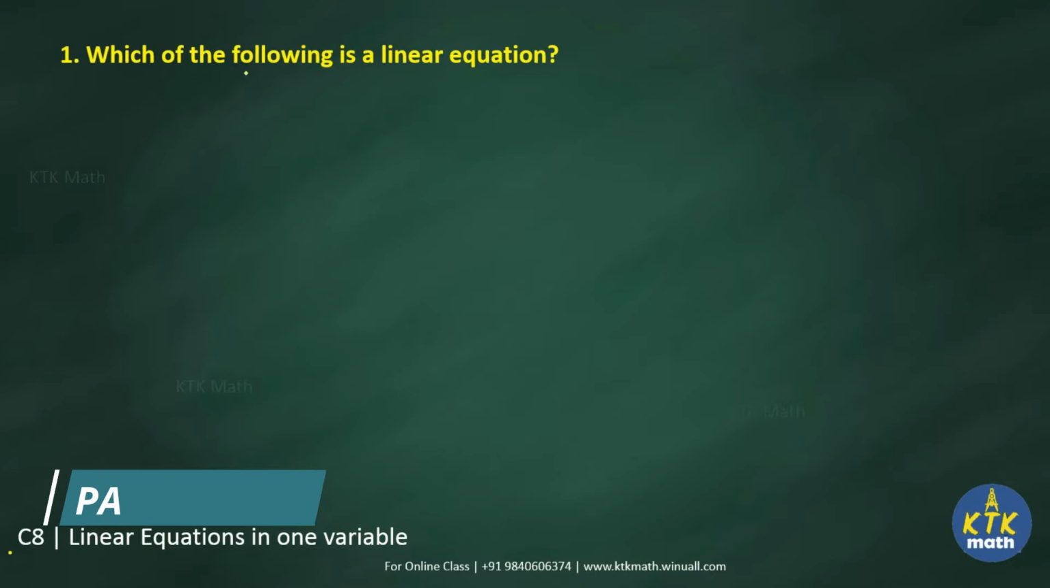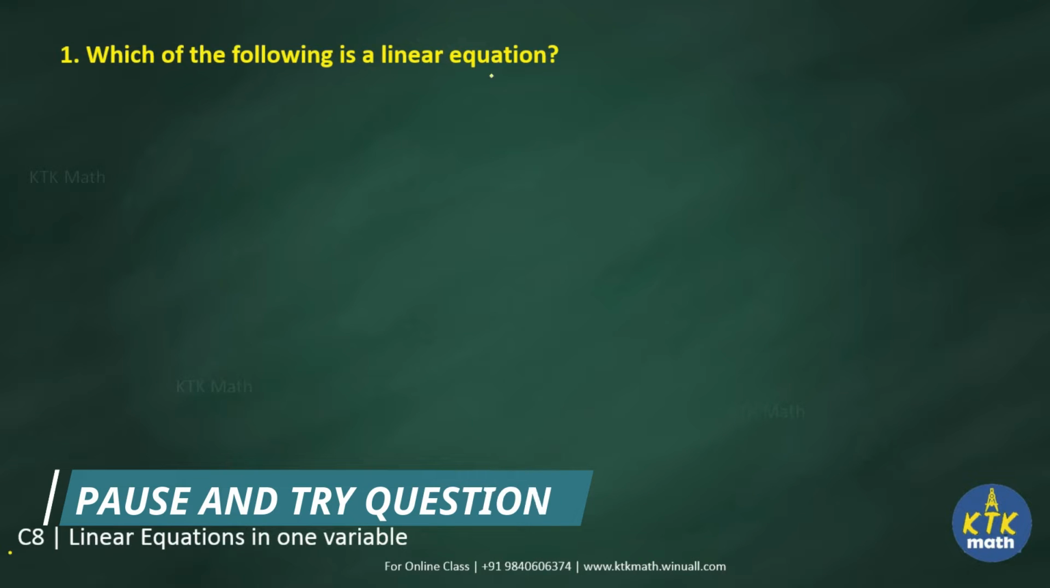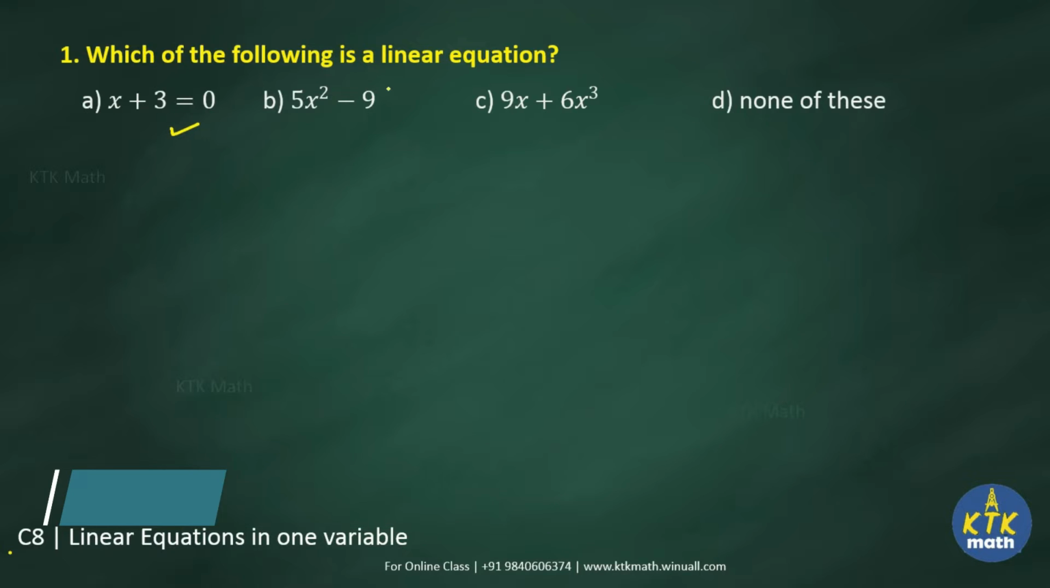Now first question, which of the following is a linear equation? So we know that the linear equation condition is the variable power should be 1. So here x plus 3 is equal to 0. Just to check, the variable power is 1. So this can be a linear equation.